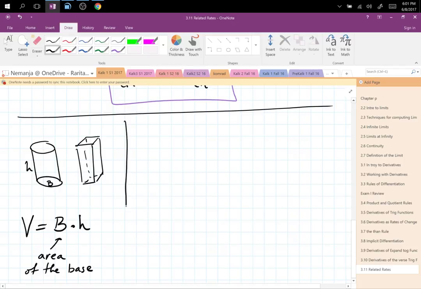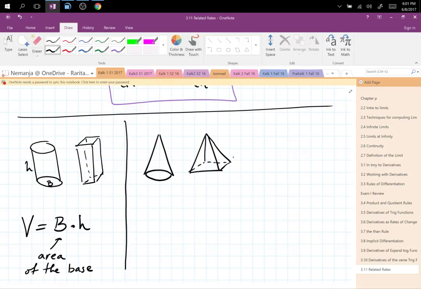Then we have what I like to call spiky objects, which is going to be a cone or a pyramid of some sort, whether it's three-sided or four-sided. It's important to have a spike on the top. Those guys still have the base and the height. Their volume is always 1/3 base times the height. No exceptions to the rule.